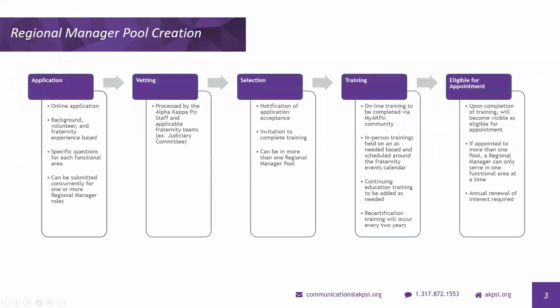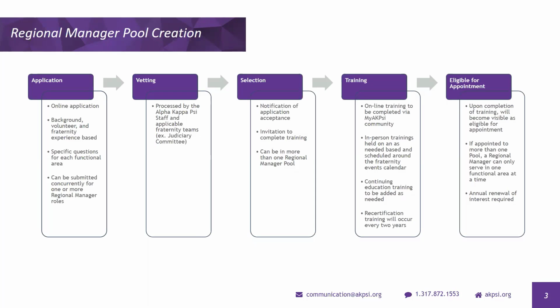The process by which the regional manager pools are created begins with the application phase. Interested volunteers fill out the online application, which can be accessed through Volunteer Central in the MyAKSI community. This application is also available in the resources section of this webinar. Volunteers can submit applications for more than one regional manager functional area when filling out the same application.